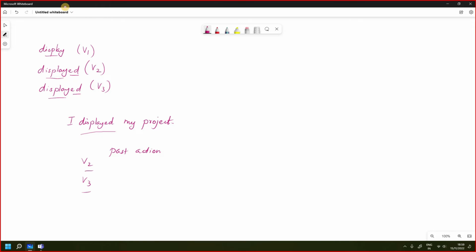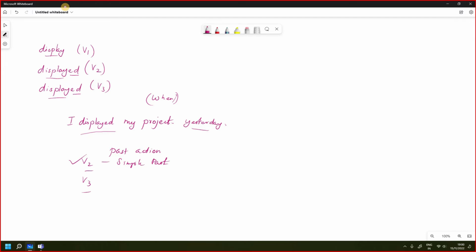This is the problem. So if it is going to be V2, I need to get some clue about when this particular action happened. So the sentence is incomplete again. So we need to fill it. Now I should say, I displayed my project yesterday. Now if you look at this, I will simply say that this belongs to V2 because it is talking about yesterday. So yesterday means it is simple past. This sentence is in simple past now.